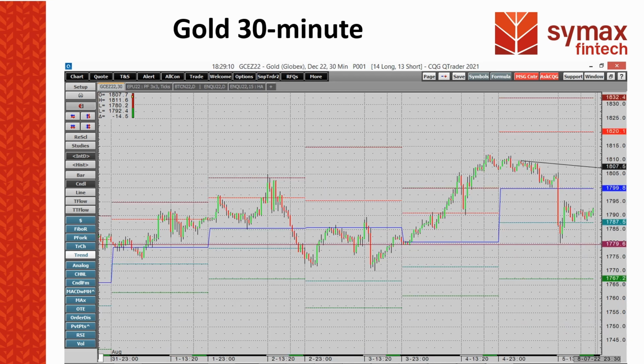This is the 30-minute. So again, just got the support and resistance in there. It's just consolidating at the moment. Of course, it came off from reacting to NFP as well on Friday.